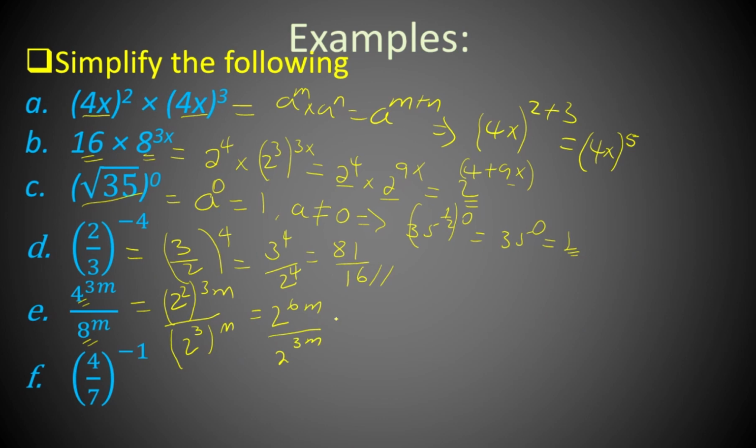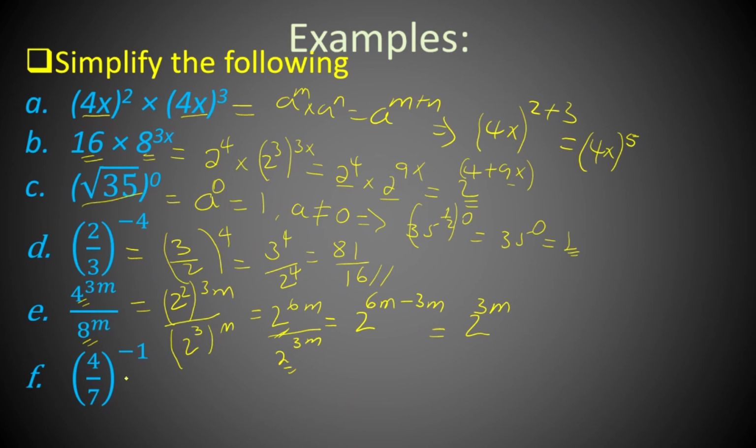So this is equivalent to, since we have the similar base, we can take the base 2 and the exponents become 6m minus 3m, which means we are subtracting the exponents. 6m minus 3m is 3m, so we have 2 to the power of 3m. This is the simplest form: 2 to the power of 3m over 8 to the power of m.